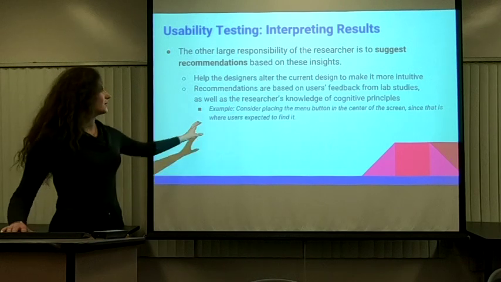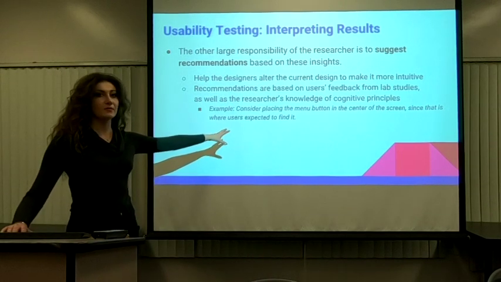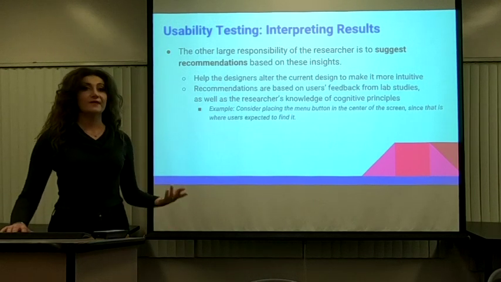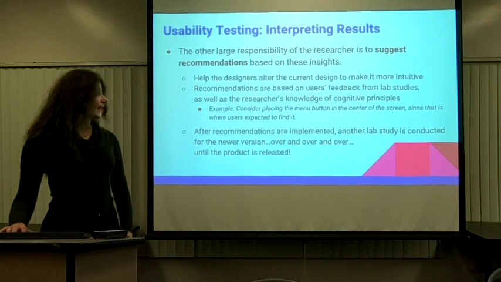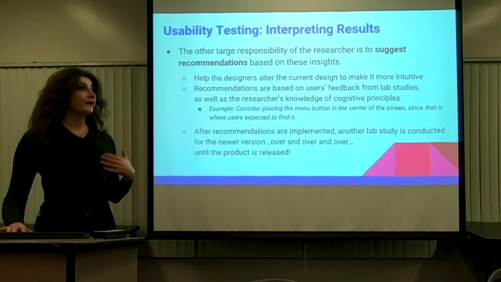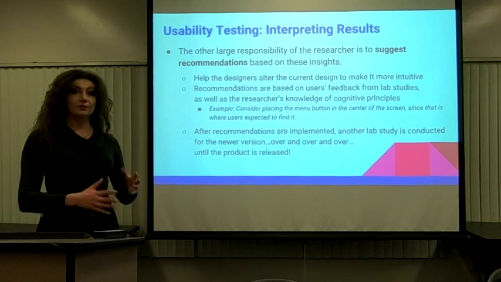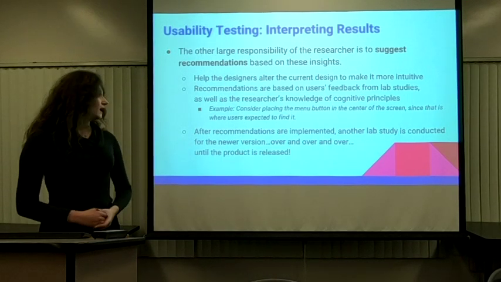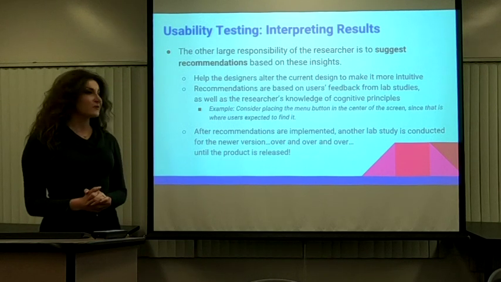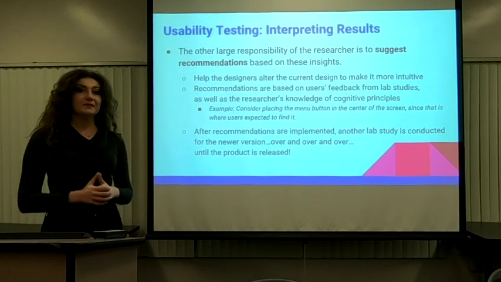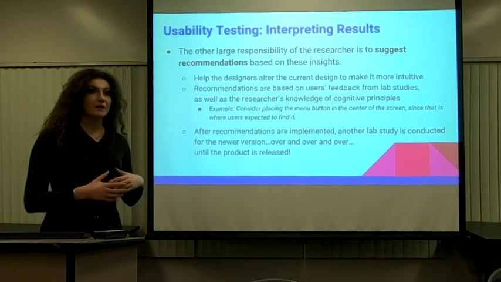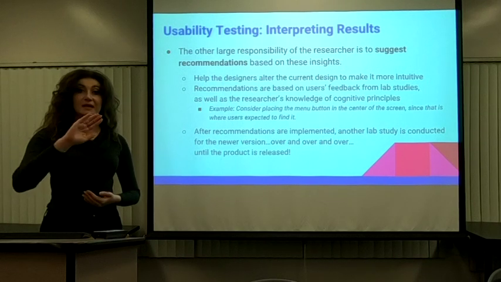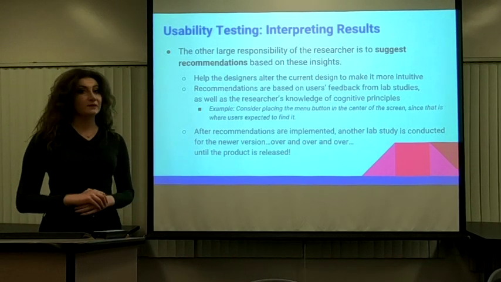So you might want to add a couple quotes from participants under a recommendation like this or under a key insight to really drive the point home and to really prove that this in fact was a problem. After recommendations are implemented, another lab study is typically conducted for a newer, updated version. And we do this over and over again until hopefully there are no usability issues and the product is finally released. At that point it could be an engineering issue, it could be a bug, it could be a glitch in the system, but in terms of the design and the intended usability, hopefully we flush all of those out.